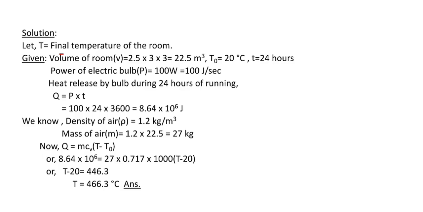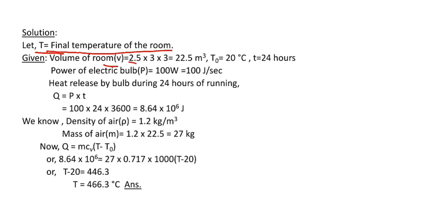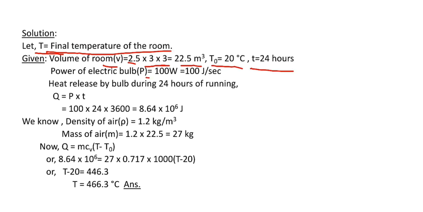Here we suppose T is equal to the final temperature of the room, and the volume of the room, that is V, is equal to 2.5 into 3 into 3, which is equal to 22.5 meter cube. The initial temperature of the room T naught is 20 degrees Celsius, the running time is 24 hour, and the power of the electric bulb is given as 100 watt, and watt is joule per second, so it is equal to 100 joule per second. All these values are given in the question.